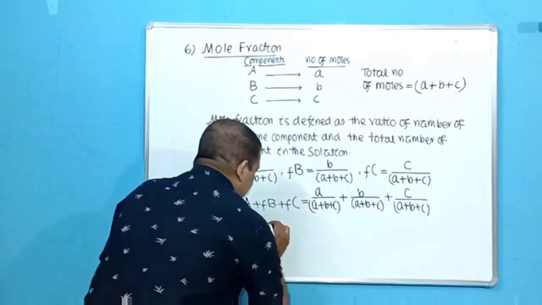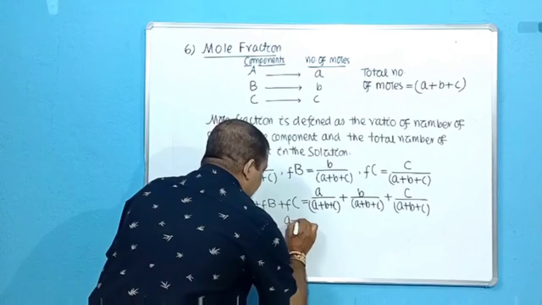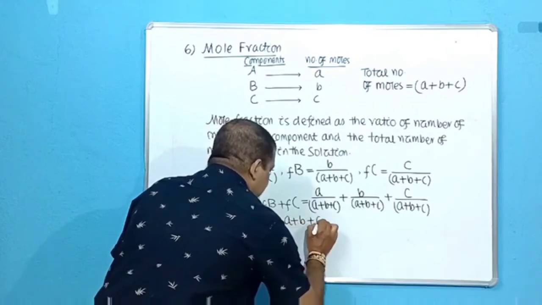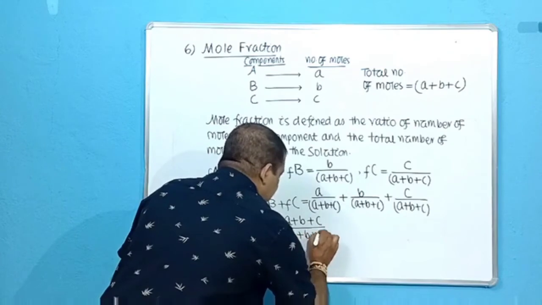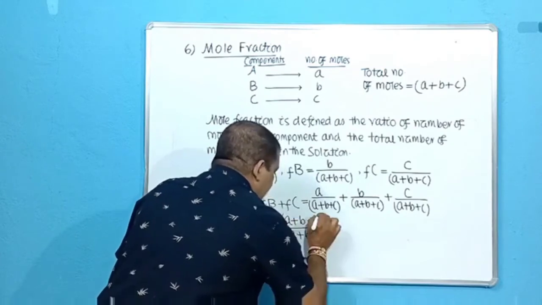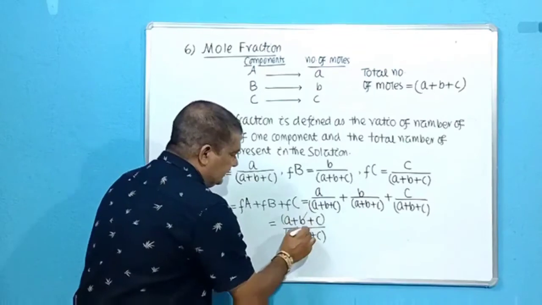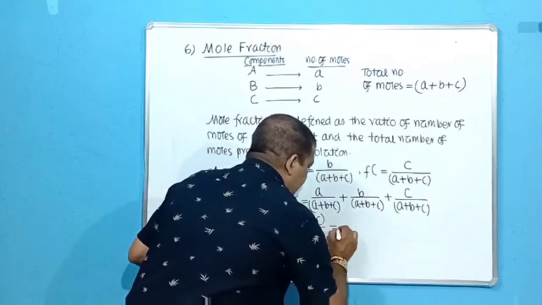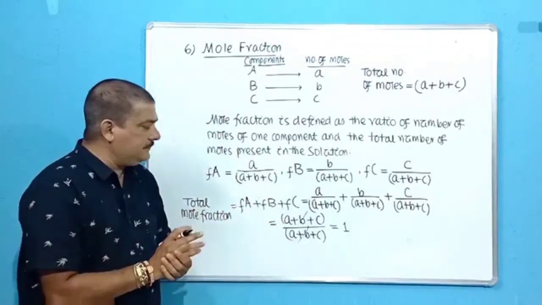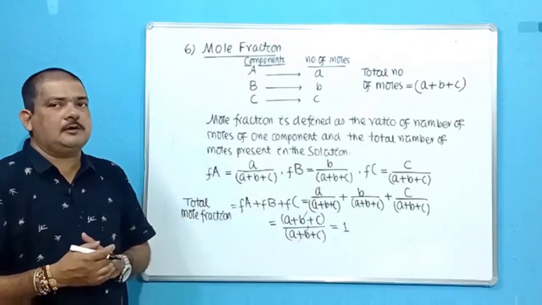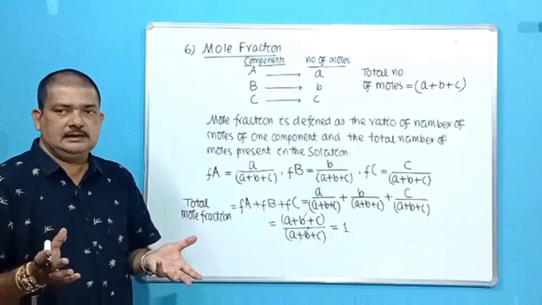So if we sum up these three, what will be the result? Now A plus B plus C divided by A plus B plus C. That means they will cancel out. So what will be the value? 1. So what we learn from here? Now the sum of all mole fractions will be 1.